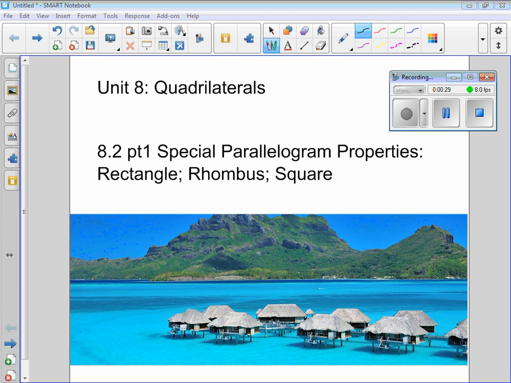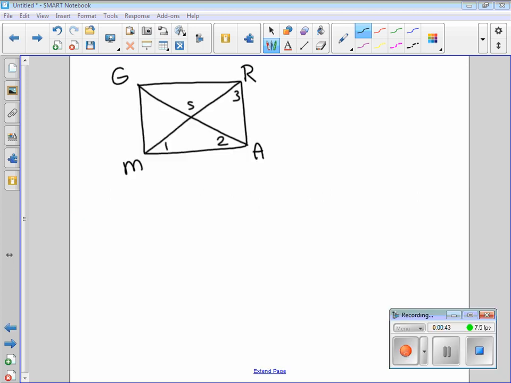By the way, that is Bora Bora, a very famous shot of Bora Bora, and I know personally I like to put this on pause and look at that at this time of year and just imagine myself being there. You're welcome to do that as well.